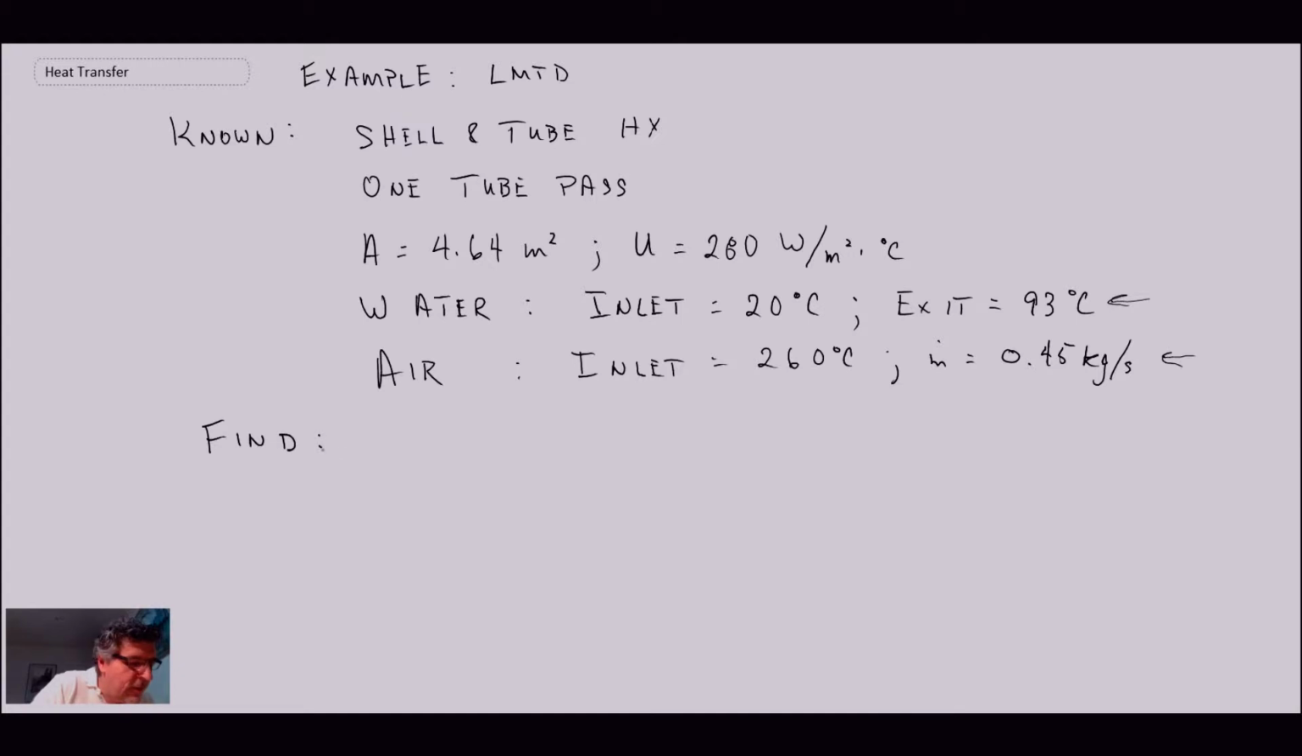And what we're told is to find the mass flow rate of water. So what we're going to do, let's try solving it using LMTD. And we're going to have to look up an F factor as well. So let's begin with the temperature distribution. That can often bring some clarity to what is going on with a particular problem.